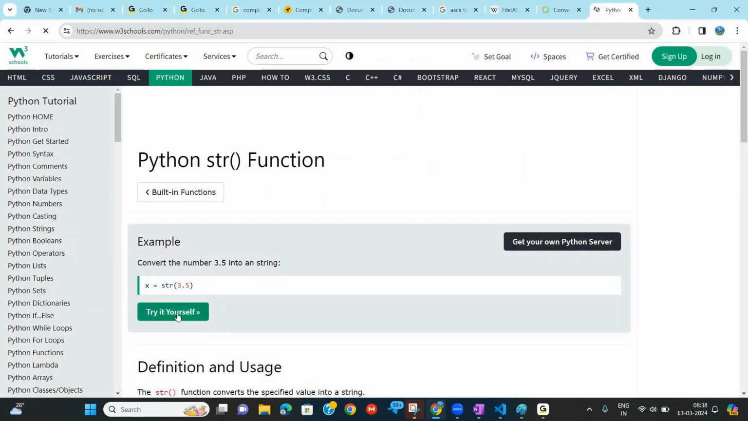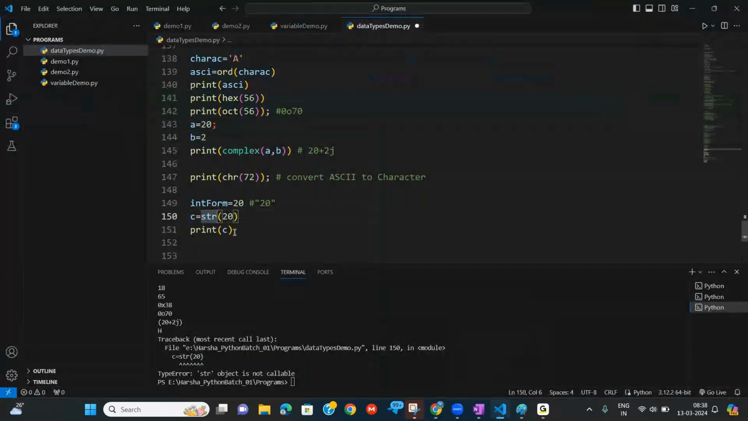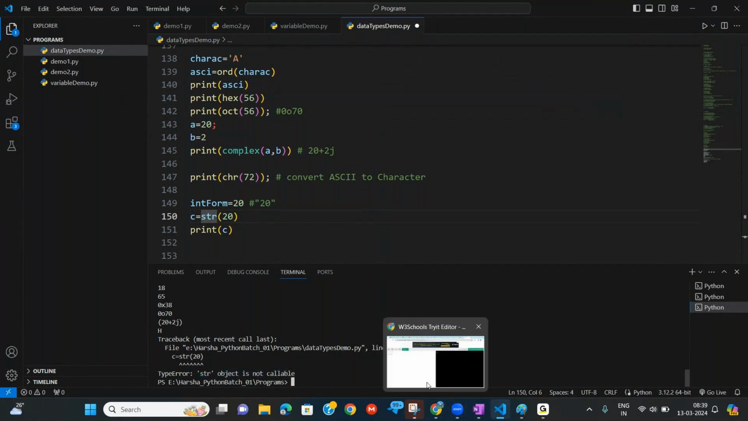See, they are also converting the same way, I think. See, they have a float number. If you write 6 here and try to print, you will get the 6. Whatever they did, I also did the same, right? But why am I getting an error? The string object is not callable. This should not come here. Why is it coming?